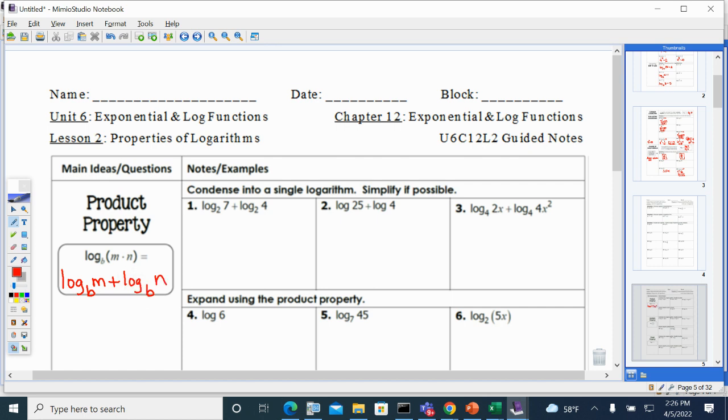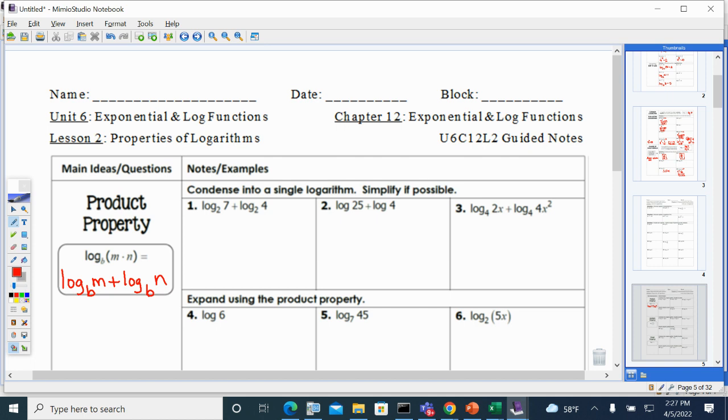So what you need to understand here is that your rules of exponents are going to be the same as your rules of logs, because logs are another way of writing exponents. Multiplication and addition go hand in hand. If we are multiplying, we add exponents. And if you're multiplying, you're adding logs. So in examples 1 through 3, it's asking us to condense into a single logarithm, simplify if possible.